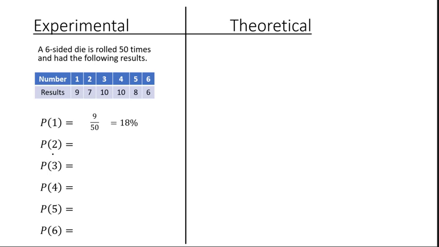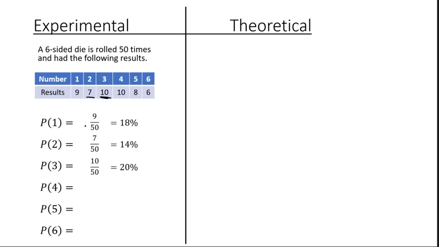So for the probability of rolling a 2, we had 7 times that the 2 was landed on, and there were 50 different trials total. So we take the 7 divided by 50, and that gives you 14%. 7 times 2 is 14. And then for the probability of rolling a 3, we had 10 times that it landed on a 3, and there were 50 trials total. So we take the 10 divided by 50, that gives you 1 over 5, which is 20%.